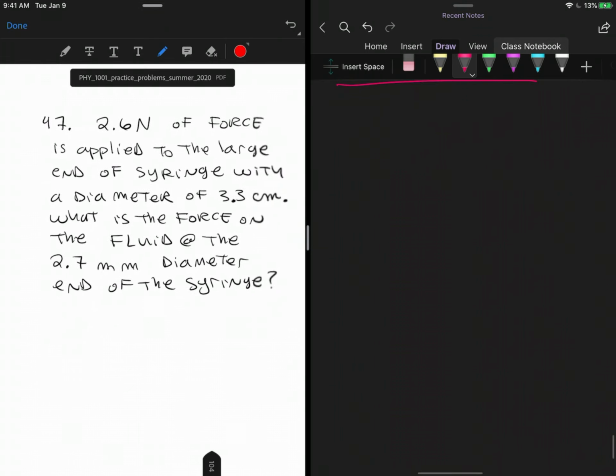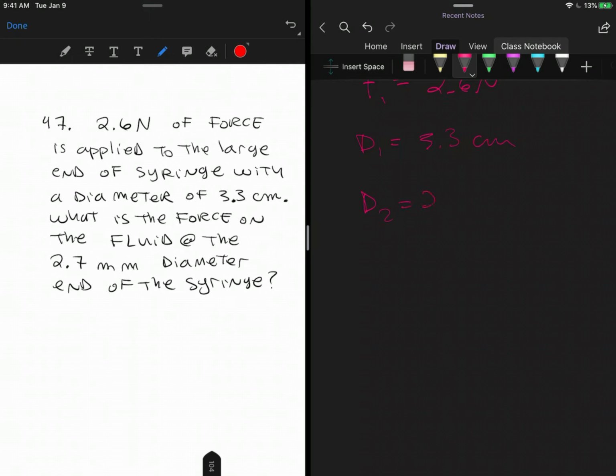All right, so let's write down what we're given. We have 2.6 N, so that's going to be a force. Let's call it force F1. And we have a diameter, let's call it D1, of 3.3 centimeters. We're trying to find the force on the other side, and we're given the other diameter, 2.7 millimeters.